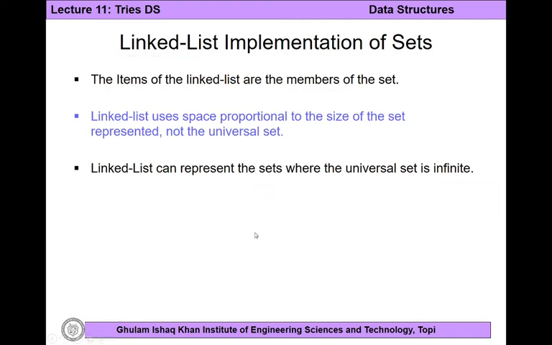Explanation is there on the slides. Okay, let me read it out for you. The items on the linked list are the members of the set. Linked list uses space proportional to the size of the set represented, not the universal set. And the linked list can represent sets where the universal set is infinite. So this has an advantage, because if the universal set is infinite, you cannot go for the bit vector representation.